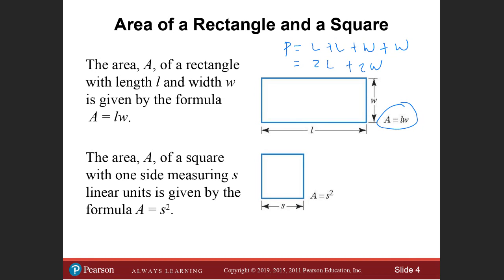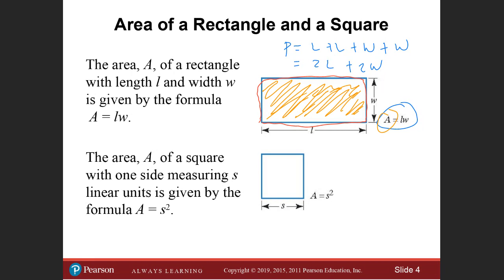And we defined what a perimeter is. The perimeter is the measurement around the rectangle. The area means the measurement inside the rectangle. So those are the two different terms, area and perimeter. Here we're working with areas.